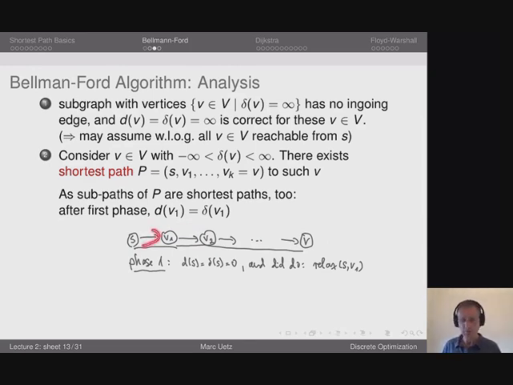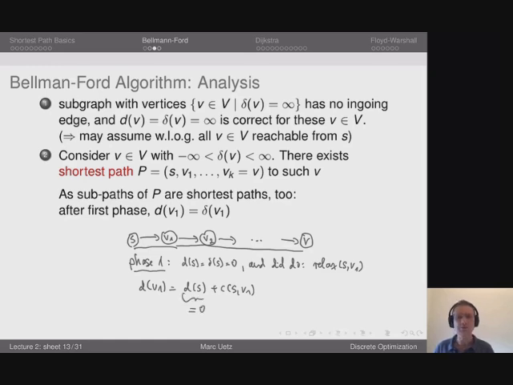So in particular, this one here. Before the first phase, the distance label of the starting vertex was equal to 0, which is the correct value. And we did do relax SV1, so we did relax this edge, so update the corresponding triangle inequality if that was necessary. And that means after this phase 1, d of V1 will be equal to d of S plus the corresponding length of the edge, SV1, right? And this is the correct value.